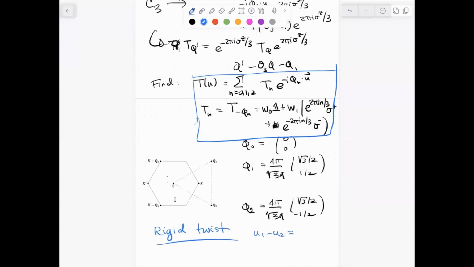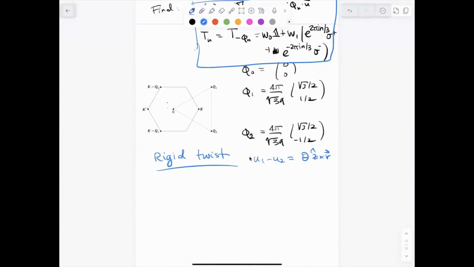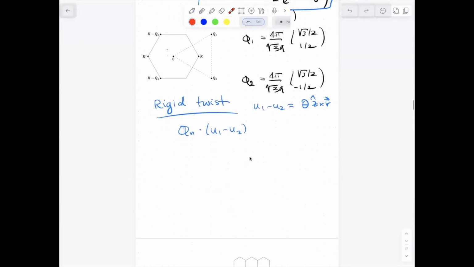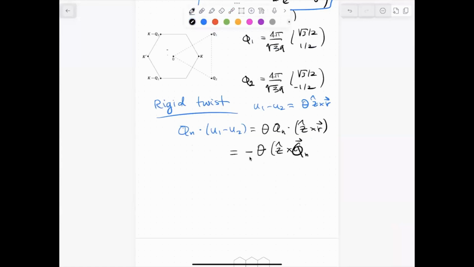U1 minus U2. Okay, and so we have Q_n dotted with this difference in, that is what is actually up in here. Remember, I've just been writing Q of U, but it's actually going to be U1 minus U2. So this is just equal to theta times Q_n dot z hat cross R, which is equal to minus theta z hat cross Q_n dot R.